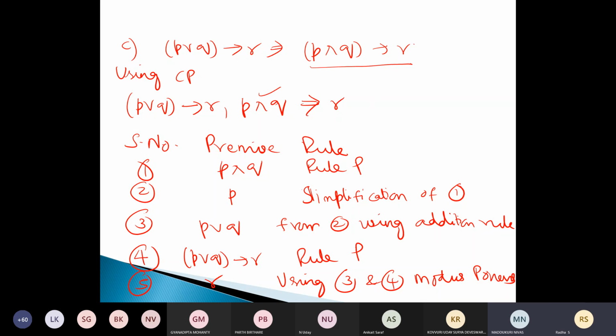There is one more way of proving it. Direct method we have seen, conditional proof we have seen. There is one more method of proving it called indirect method. In indirect method, whatever we want to prove, we'll assume the negation of that as an additional premise and try to arrive at a contradiction. Okay, let me not confuse today. In the next class we can see, because I have another meeting now.